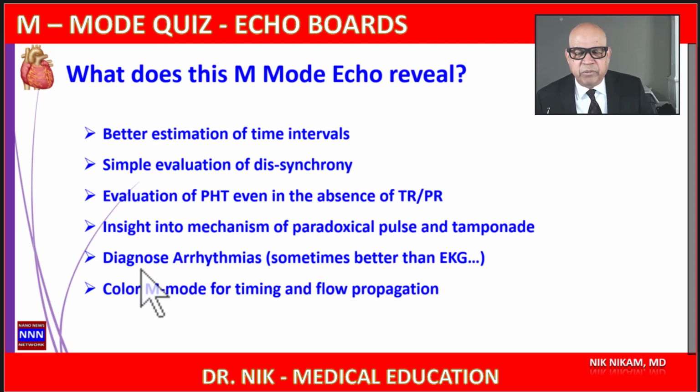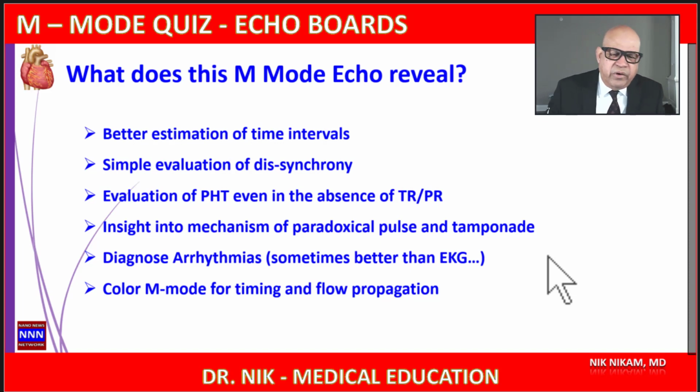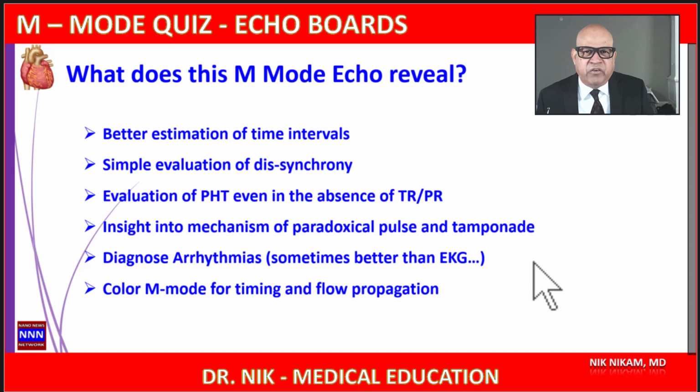We may also be able to diagnose certain cardiac arrhythmias better than we can with EKG using an M-mode echocardiogram. Color M-mode may be useful for timing and flow propagation in patients with valvular regurgitation. I hope this presentation will help you to have a better grip on M-mode tracings for your echo board.